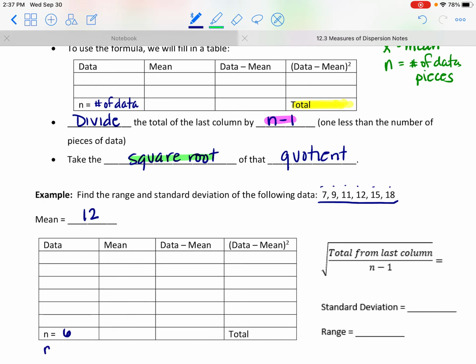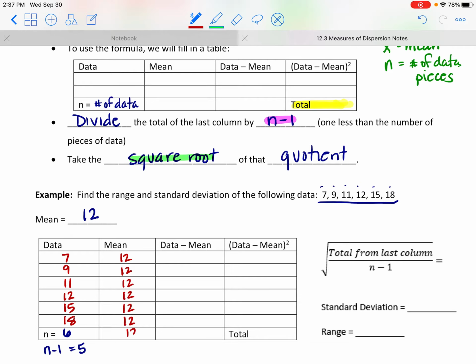That means that n minus 1, the part of the denominator of our fraction in there, is going to be 5. Okay, so 1 less is what's going to go into the formula. So our data pieces, that's what we're going to put in the first column. Data pieces are 7, 9, 11, 12, 15, and 18. The mean we just calculated was 12. So this is 12 all the way down.